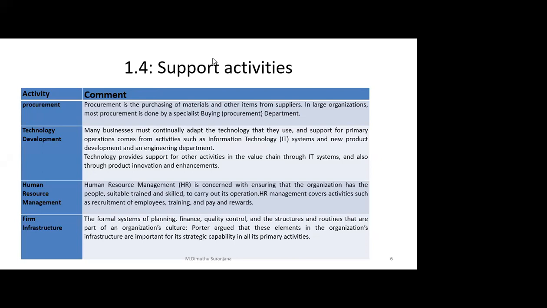So planning is very important. Finance is a very important one. So I'm financially proficient, right? My activity comes under this. Firm infrastructure also includes quality control, which is very important, the organizational structure, culture, and general administration. Those things come under that, right?